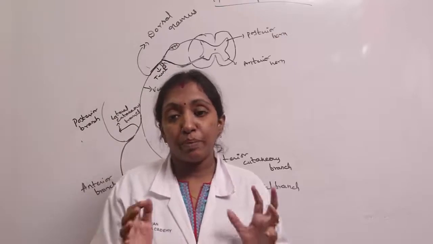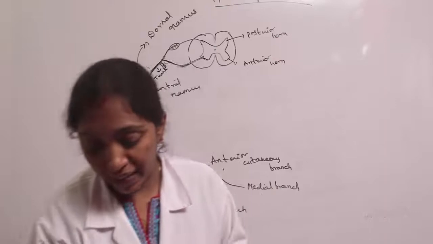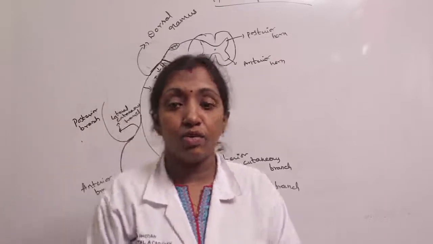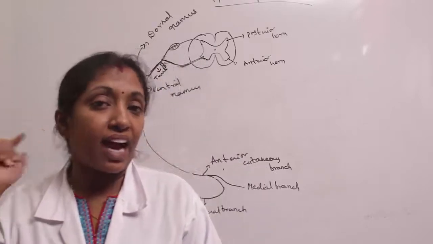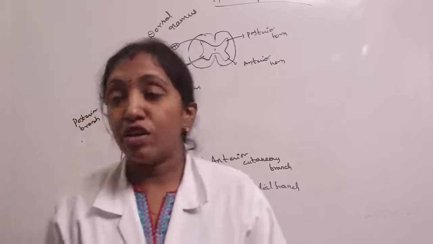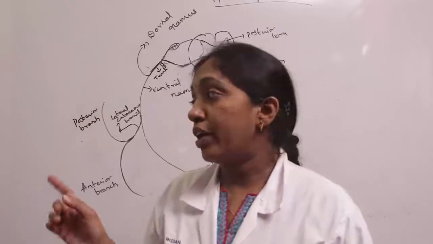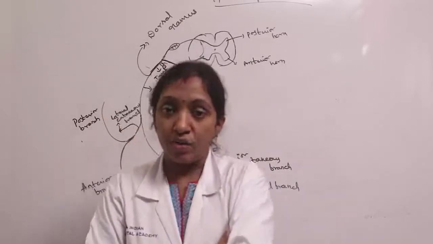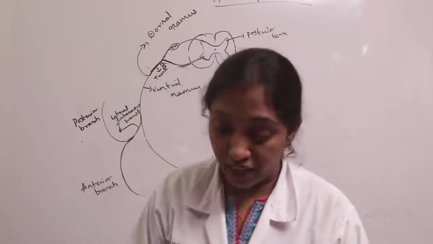Coming to the nerve supply of the scalp. The scalp is supplied by ten nerves. In front of the auricle, 5 nerves are there; behind the auricle, 5 nerves are there. In front of the auricle, we have the supratrochlear nerve and the supraorbital nerve. The supratrochlear nerve is a branch from the ophthalmic division of the trigeminal nerve, and the supraorbital nerve is also a branch from the ophthalmic division of the trigeminal nerve.